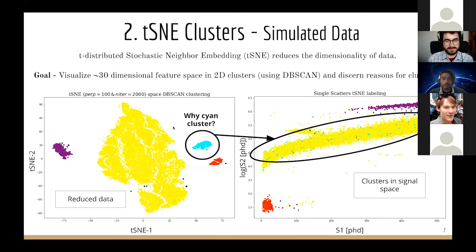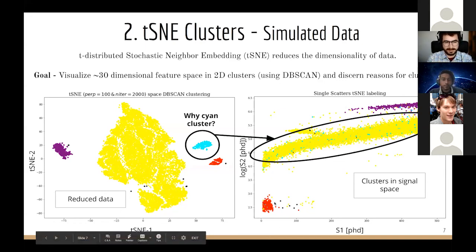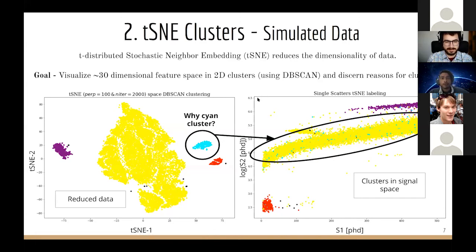To get from this plot to this plot, we've essentially just kept the colors and plotted the S1 versus S2. So this is how the clusters in tSNE space transform to clusters in S1, S2 space. And it's a pretty cool thing that the clusters in tSNE space, most of them at least, the red and the purple in particular, track to these clusters respectively in signal space. I hope that answered your question.